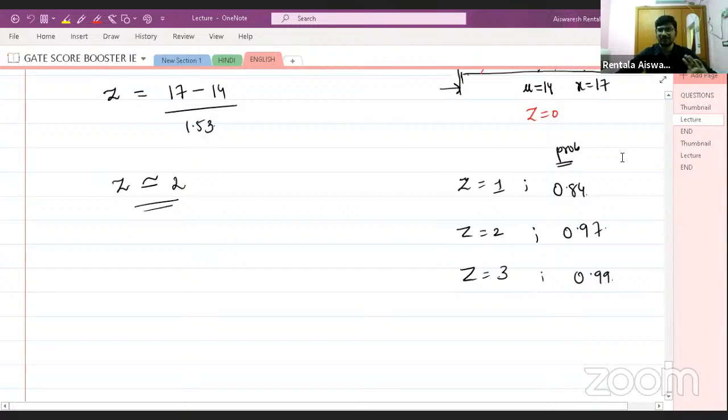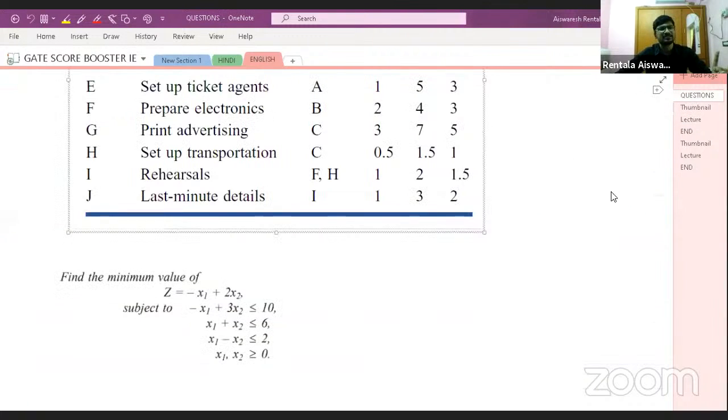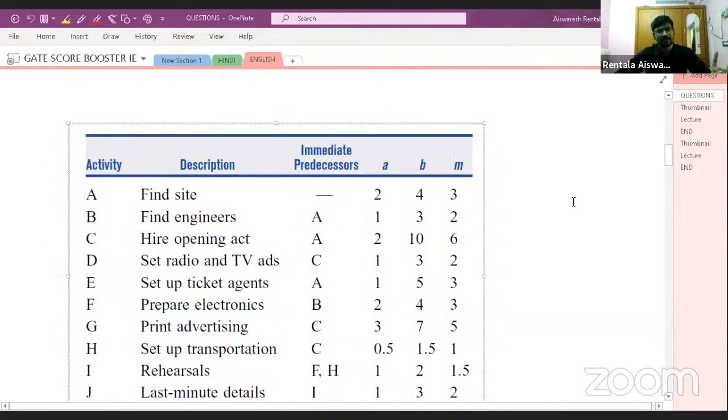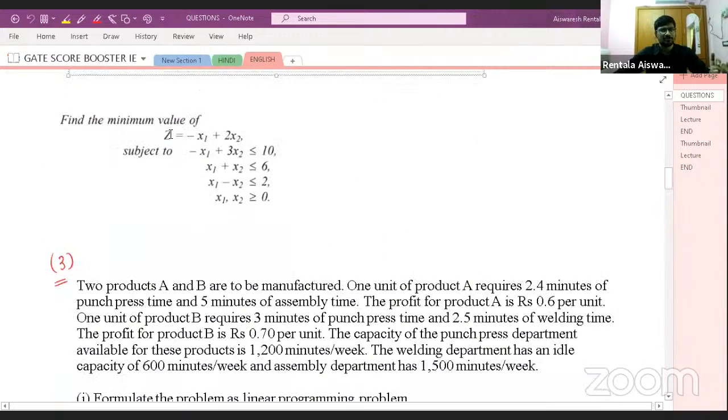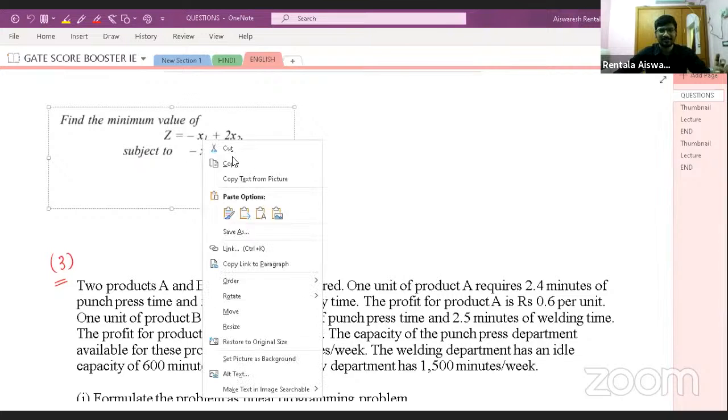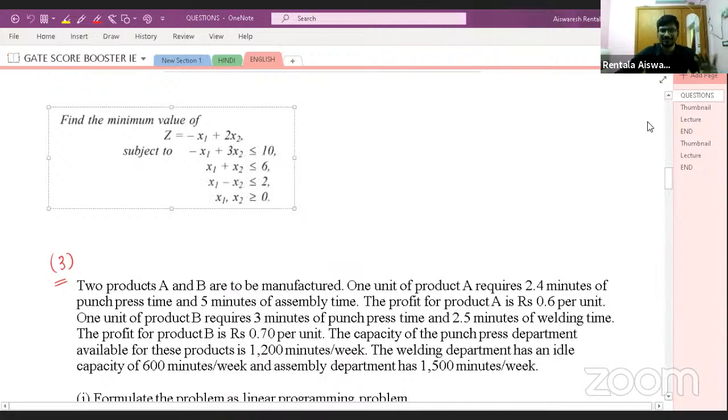So with this I am done with network models. Very good, Sai Krishna. So let us go to the next chapter, which is linear programming. So in linear programming, let us solve a small question. Now I think you have solved 2 big questions, I mean lengthy questions. So let us solve a very small question.